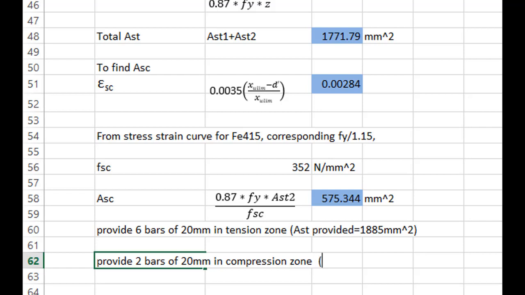So ASC provided will be 628 mm square, which is greater than the ASC required, 575 mm square.